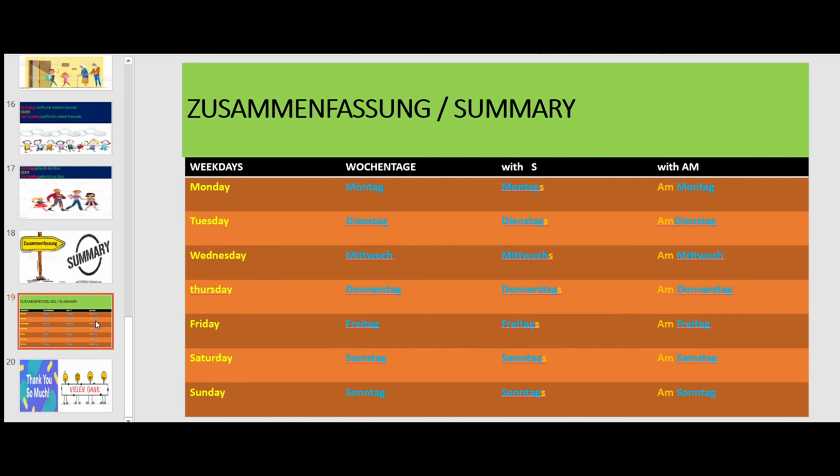Montag, Dienstag, Mittwoch, Donnerstag, Freitag, Samstag, Sonntag. I once again repeat for you. Montag, Dienstag, Mittwoch, Donnerstag, Freitag, Samstag, Sonntag.